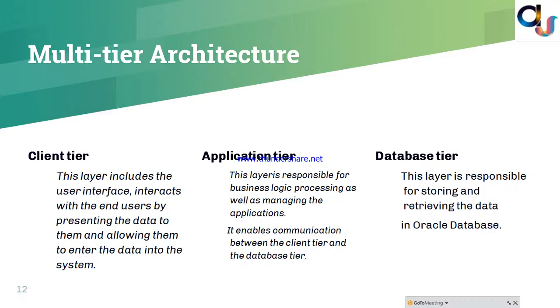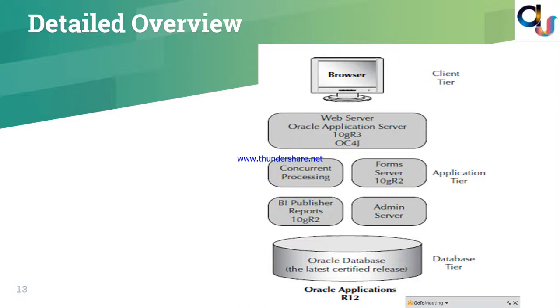And this is one more detailed overview. It shows in detail that the client tier will be seen in the browser. That means the output part, and whatever input he gives, is in the browser itself. And after giving any kind of request, the complete application tier will contain this information: web server, Oracle application server, OC4J, and some concurrent processing, forms server. So these are the heart of the things. That means the application tier is the heart of processing the request. And finally, all the data will be stored in the database tier. This is the simple, detailed overview of the Oracle Applications R12.